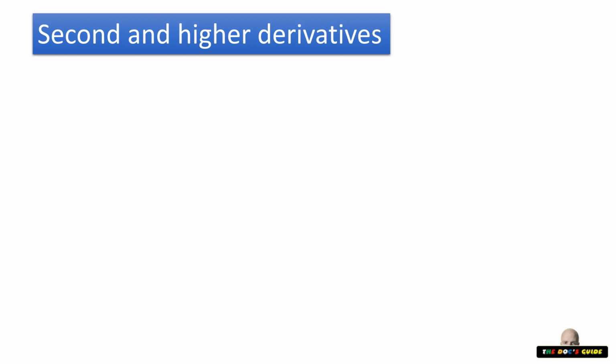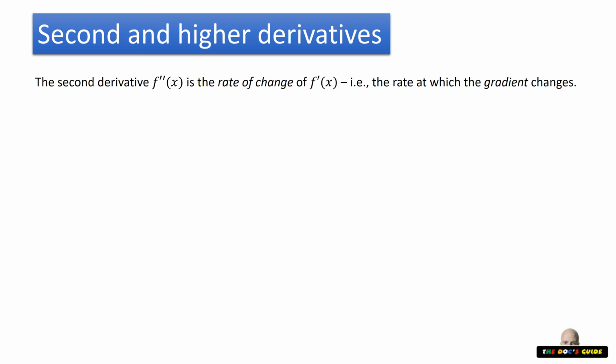Hello mathematicians, we're going to take a look now at second and higher order derivatives. So the second derivative, which is denoted f double dashed of x, is the rate of change of f dashed of x. So it's the rate at which the gradient changes. So if you like, it's the rate of change of a rate of change in a way.